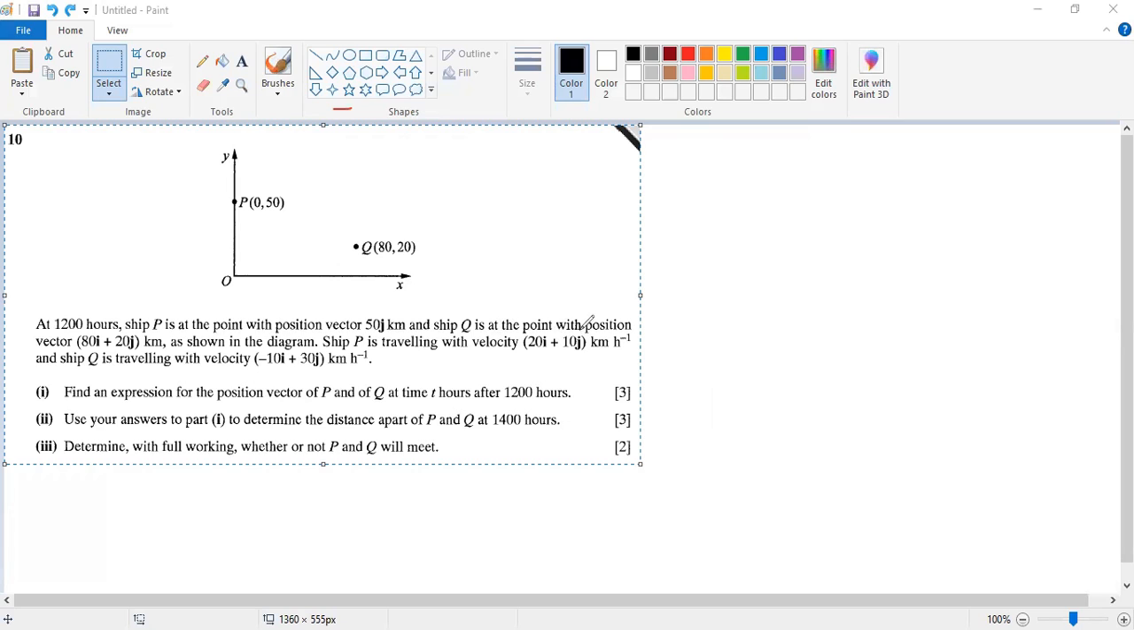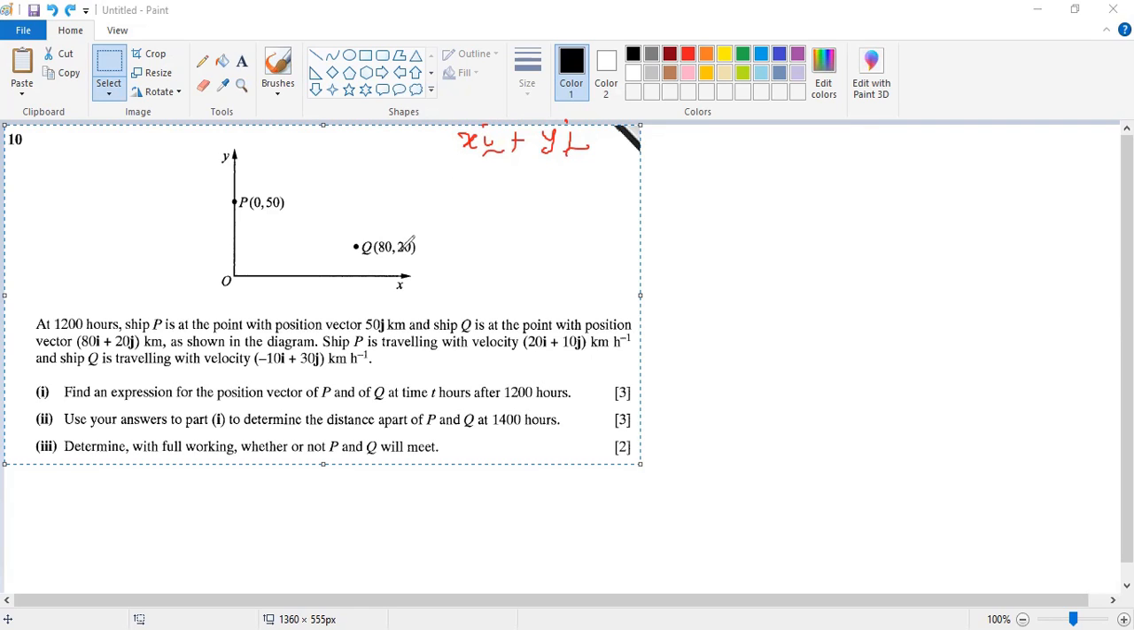And ship Q is at the point with position vector 80i and 20j. The 80i, I is generally a position vector. So you must understand that the position vector of any point is basically xi plus yj. How many units along the x direction? That's why we call it xi. And how many units along the y direction? That's called the yj part.